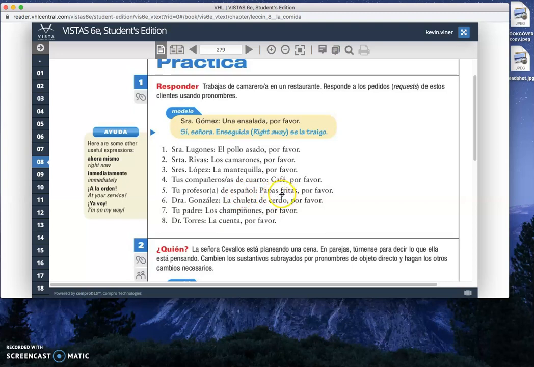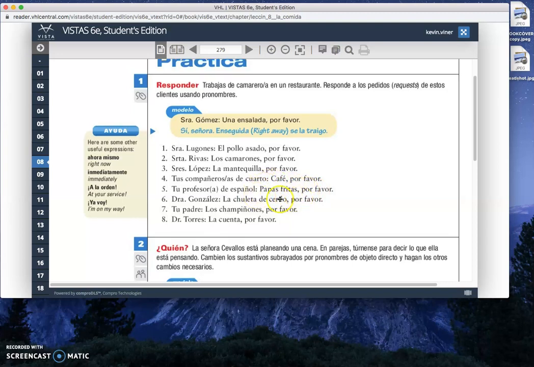Number 5. Tu profesor de español. You would probably be formal with them, right? Asking papas fritas. Pause it. You'd say, sí, señor. Enseguida se las traigo. Se las traigo. Las referring to papas.